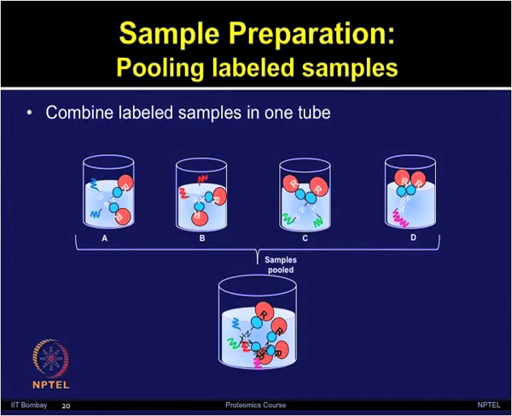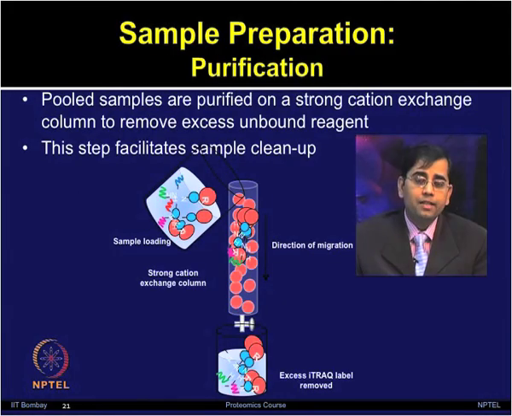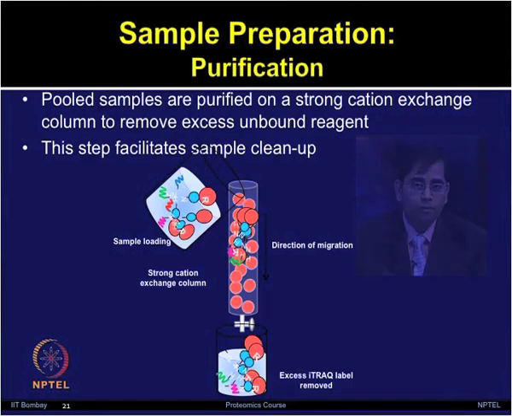Now, combine these labeled samples in one tube, so that later on sample processing will not have any manual artifact. The labeling is performed separately, but after that all the labeled samples are pooled in one common tube. Now, these pooled samples can be further purified on a strong cation exchange column, so that their excess unbound reagents can be removed. This is an optional step, but this does help in proper cleaning and getting better signal. Although not essential, it is recommended to perform this step.